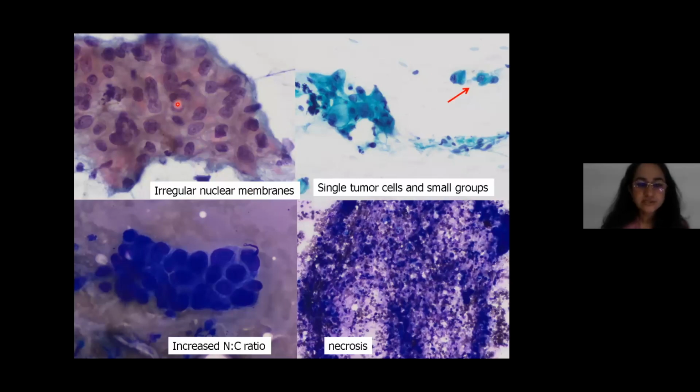A very important feature which we saw were these irregular nuclear membranes causing this cleaving or notching of the nuclei. Some single tumor cells are lying here. Increased nuclear cytoplasmic ratio, the nuclei are enlarged, and there was necrosis, which was seen in the background focally.